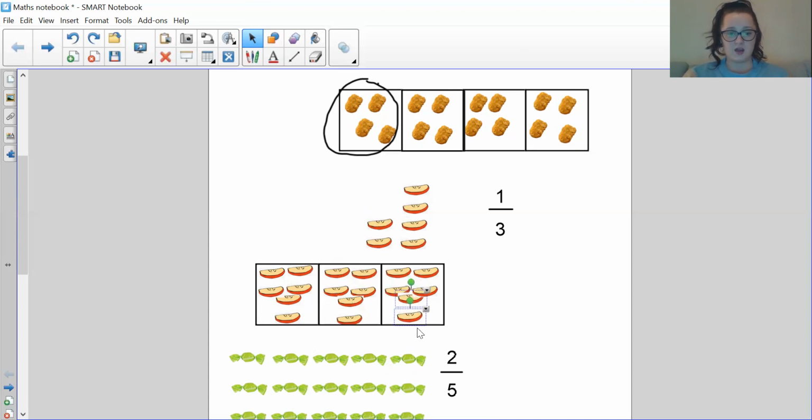Oh, Year 3. I think I've got room for another 2 as well. Should we try? Oh, I think we do. There we go. It's a bit of a squidge in some of them.